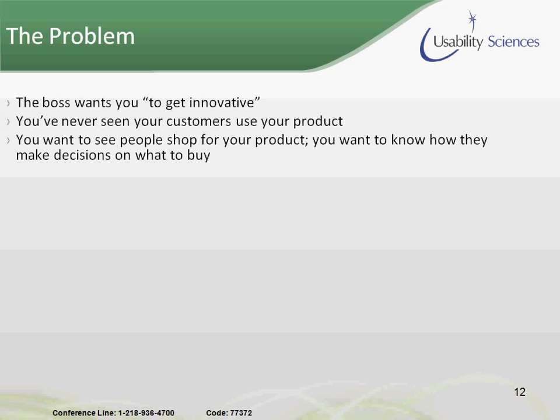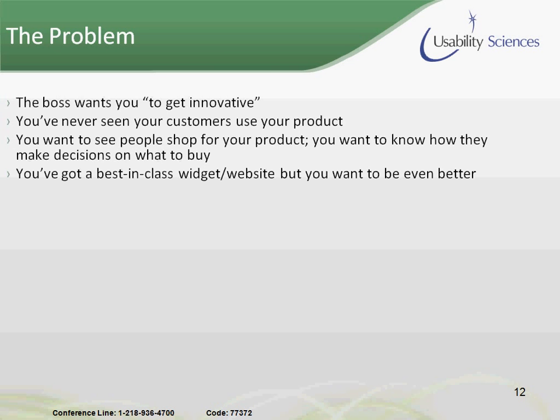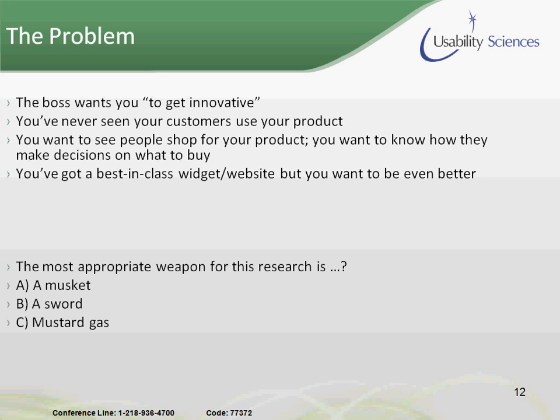You want to see people shop for your product. You want to know how they even make decisions on what to buy. Or maybe you've got what you consider, or what the industry considers to be a best-in-class product or website, piece of software, mobile app, whatever it might be, but you want to get even better, which means that you need to go beyond just perusing other people's products. So, most appropriate weapon for this one, you have a musket, a sword, or mustard gas.